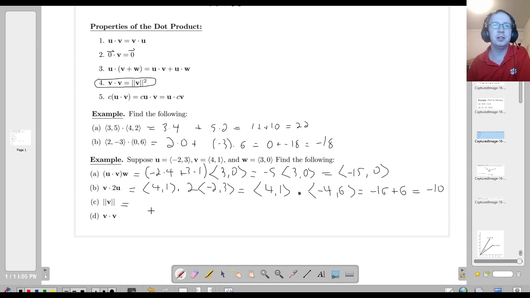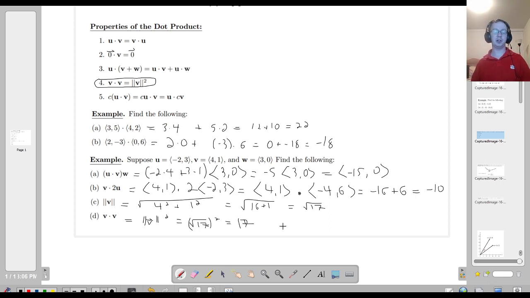Alright, magnitude of v. Okay, this is just a basic problem like we would have done in the last section. So it's going to be the square root of the x component squared plus the y component squared, which comes out to the square root of 17. Now the reason we did that is so that I could calculate v dot v. There's two ways I could do this. I could actually just dot v with itself, or I could know that it's just going to be the magnitude of v squared. So in other words, the square root of 17 squared, which is just 17.